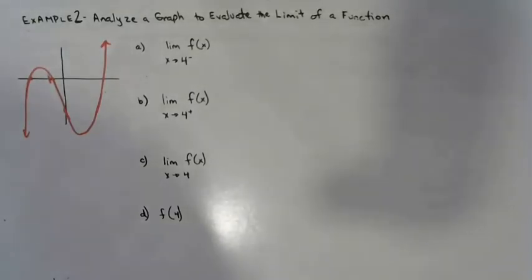Example 2, we are going to analyze a graph to evaluate the limit of a function. So we can do it with a sequence. We can also do it with a continuous graph. Okay, so in this case, we're just going to look at the graph and make some evaluations about it.